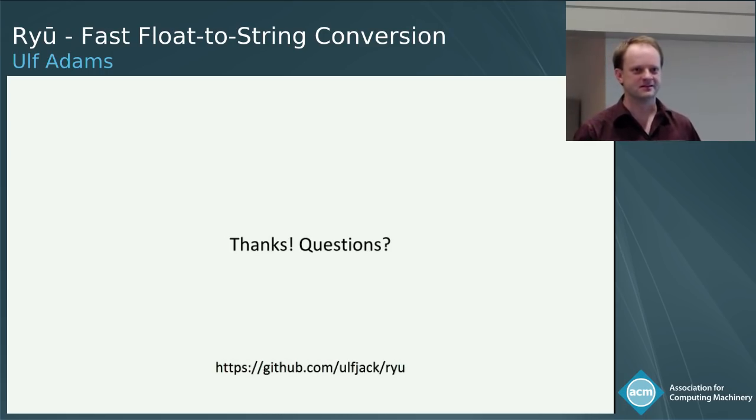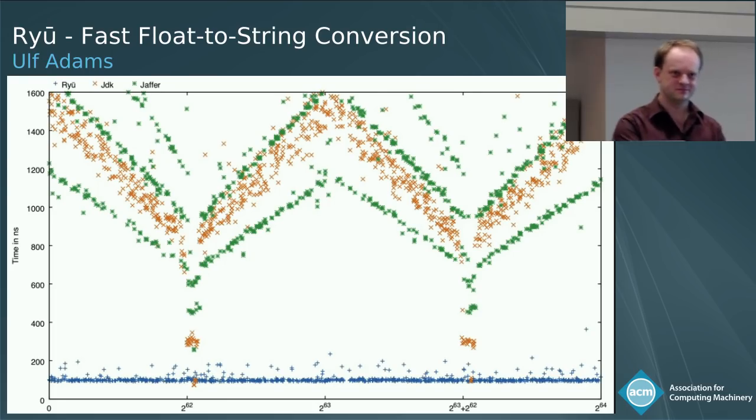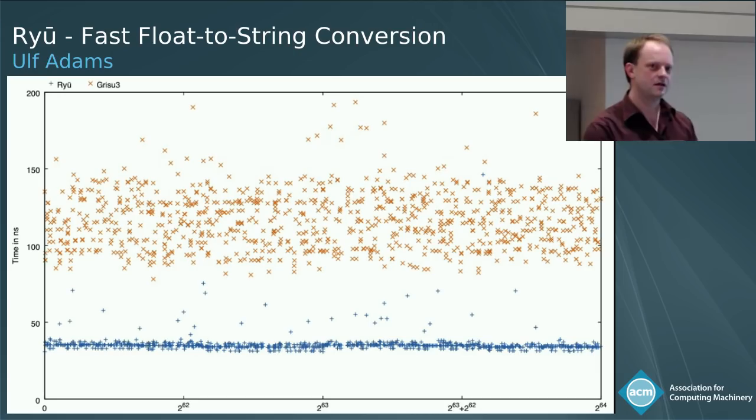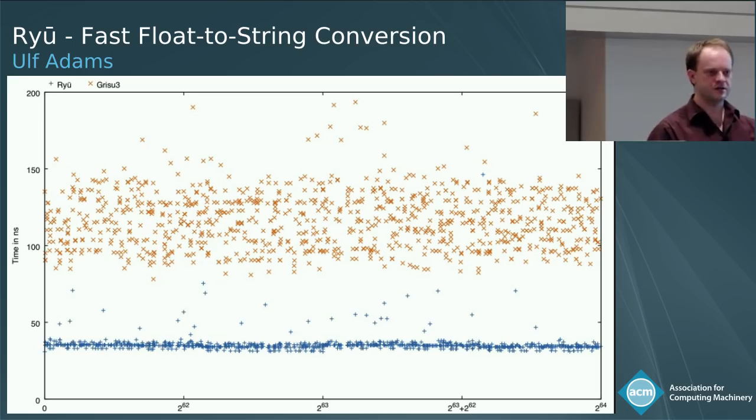I wonder if you could show your graphs again. The Java one? Yeah, the one before. So am I correct that you've tried a whole load of numbers and you're timing how long it took to convert each number? Yes. Sure. So the x-axis is the entire range of 64-bit floating point numbers. And the y-axis is the time for a single number.